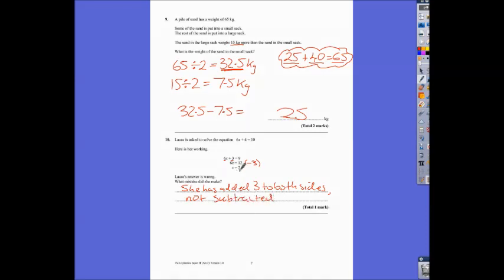And then the last step, she's done that correctly because she divided by 6, but it's the wrong number to divide by 6.